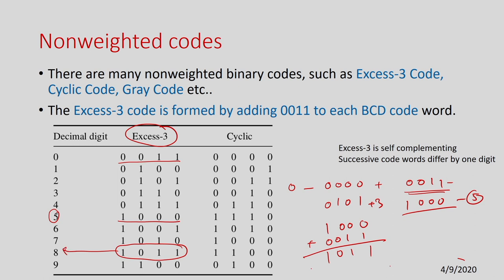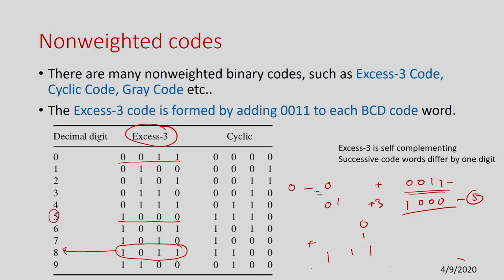So, although there is no weight here, this code is obtained in a specific way. You just take the corresponding binary number and add 3 to it, and whatever code results is the excess 3 code. But this excess 3 code has the self complementing property, which was not there in the binary code. You remember that the BCD code I talked about is not self complementing, whereas when you add this 3, excess 3 becomes self complementing.